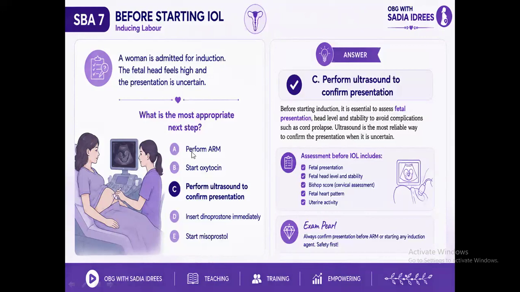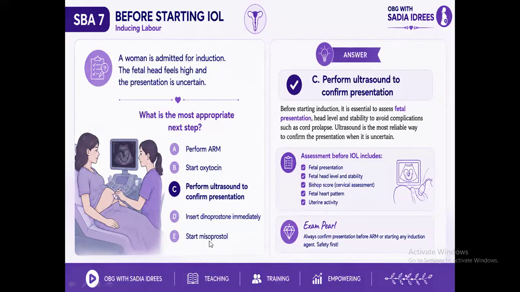A, perform ARM. B, start Synto, oxytocin. C, perform ultrasound to confirm presentation. D, insert dinoprostone immediately. And E, start misoprostol. See, a woman is admitted for induction and her head is high. What is the most appropriate next step? Perform ultrasound to confirm fetal presentation.